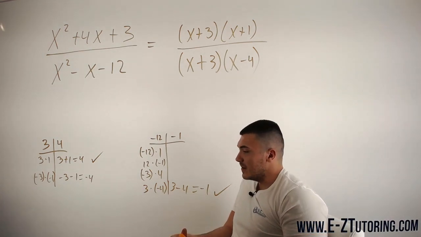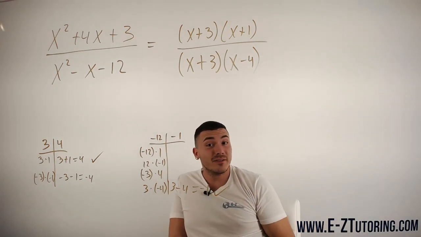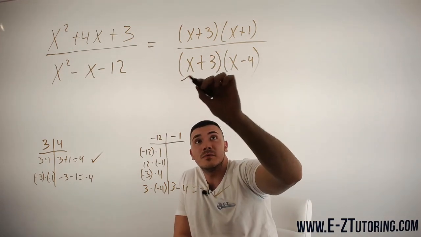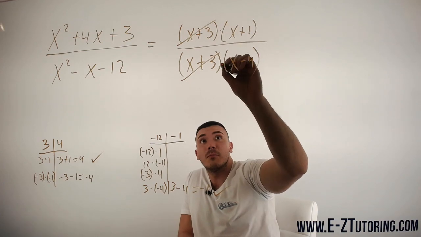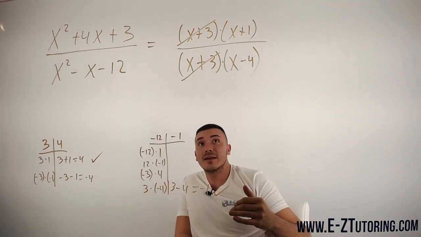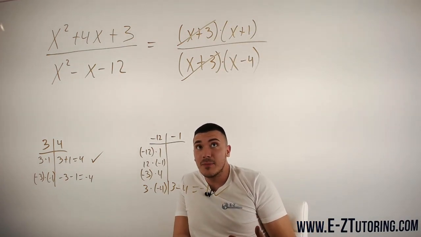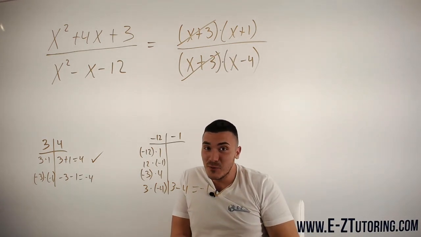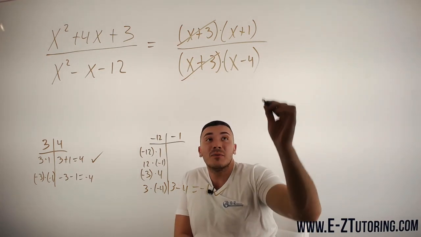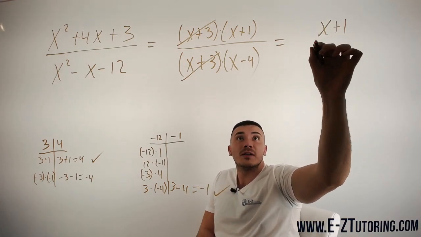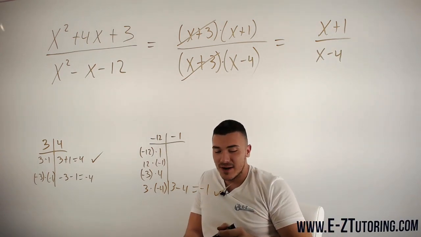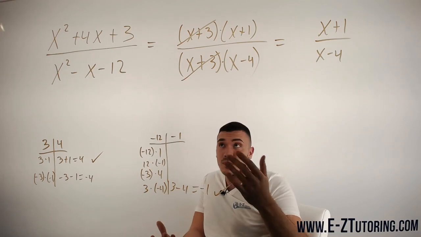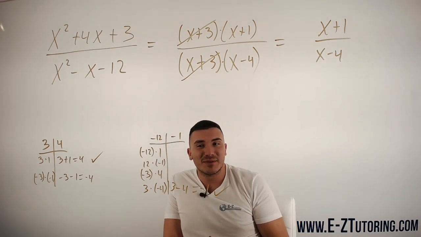All right, so from this point, you might already see what we need to do. X plus 3, x plus 3, goodbye. Whenever you have multiplication on the top and bottom, and you have the same thing on the top and the bottom, you can simply cancel them out, because this divided by this is simply 1. So now we're left with x plus 1 over x minus 4, and that, ladies and gentlemen, is how you can simplify the quotient of two polynomials.